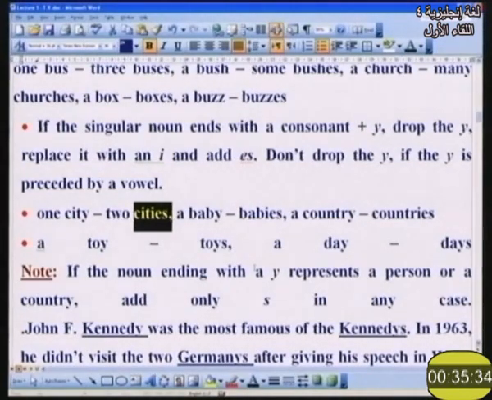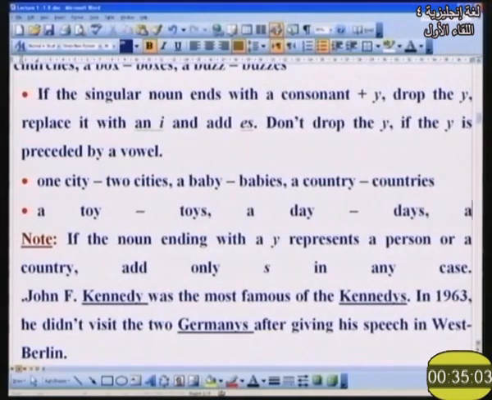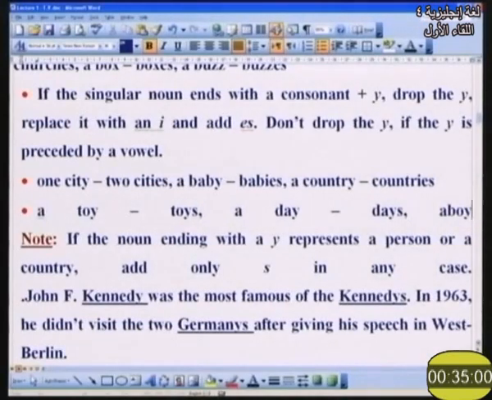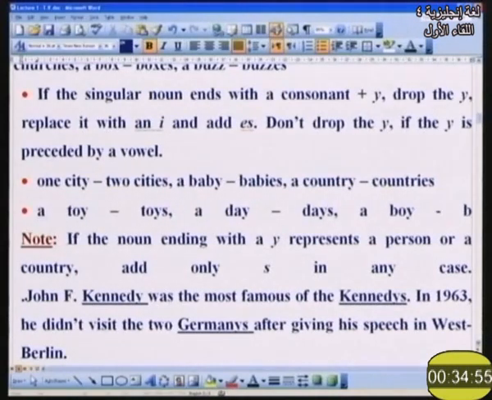Another word is baby, the plural is babies. A country, the plural is countries. Okay. What about the other rule? Don't drop the Y if the Y is preceded by a vowel, like toy, toys. A day, days. Okay. And another example, let's add another example. A boy. Okay. What's the plural? Boys.